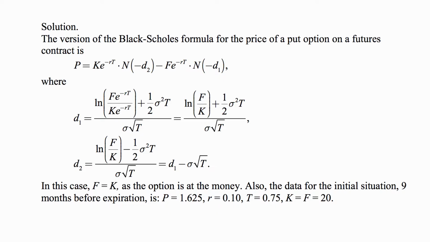And d1 is very much like the standard Black-Scholes formula with the stock, because for the stock it's the natural logarithm of S e to the minus delta t divided by K e to the minus rt. But because e to the minus rt appears in both terms, you can also remember this simply as ln of F over K plus 1/2 sigma squared times t, divided by sigma square root of t. And d2, as always, is d1 minus sigma square root of t.